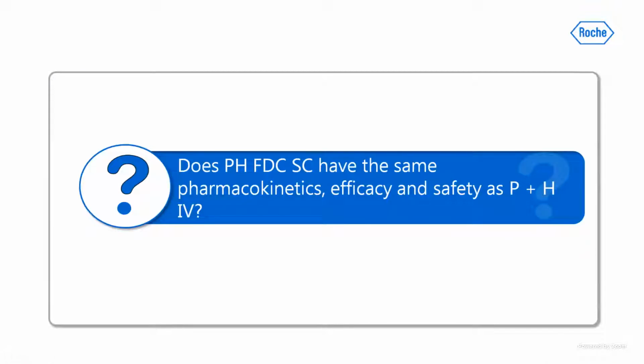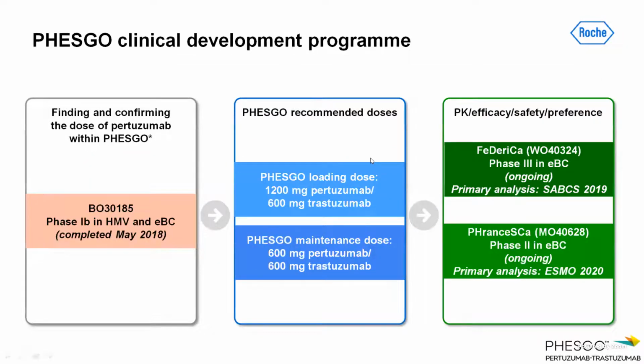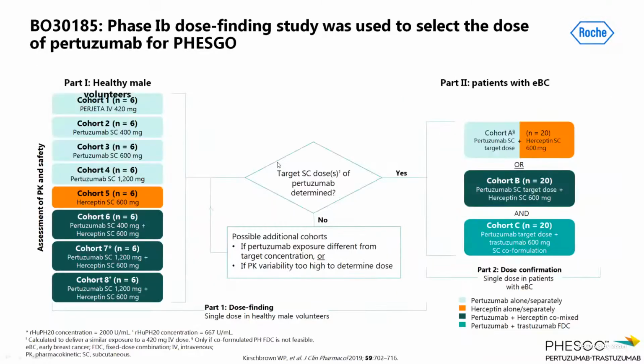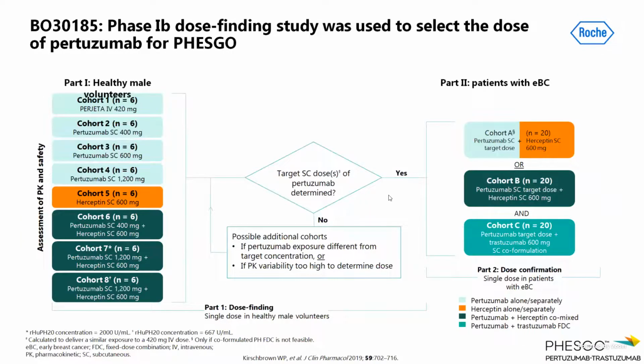So there were a number of studies which have been done to look at the new preparation, including the phase 1 study, which was a dose finding study, and the phase 3 studies and phase 2 study, which looked at the equivalence to intravenous formulation from clinical point of view and the physician and patient acceptability.